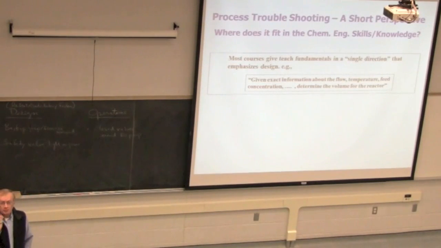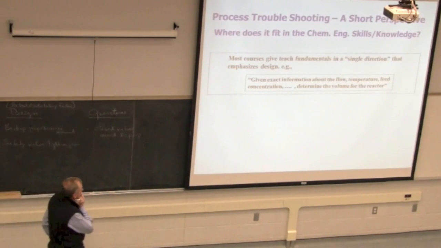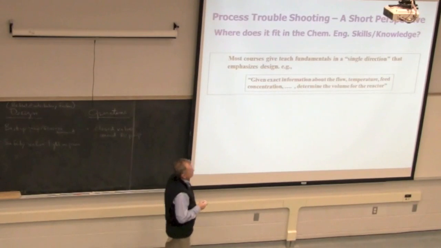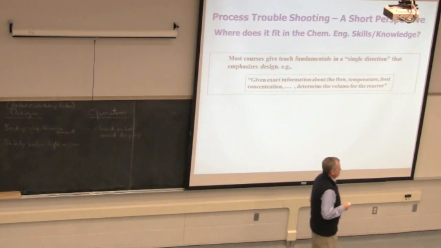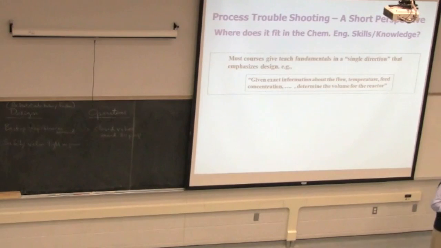Okay, from a learning perspective, here's the problem that you've done to death. You've done this so many times, you're consistent. Given the exact information, this is for a chemical reactor, information about the flow, the temperature, the feed concentration, and so forth, determine the volume of the reactor.